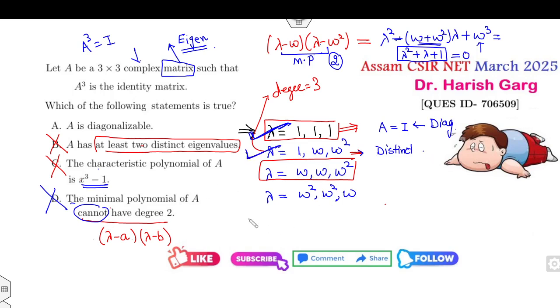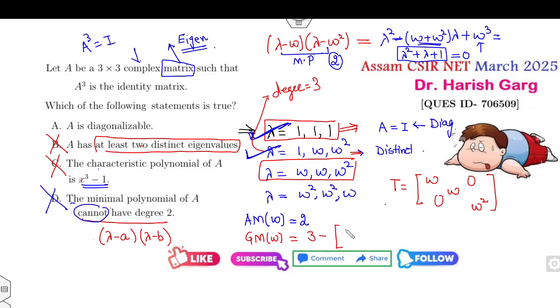अगर इन दो केस में देखें, एल्जेब्रिक मल्टीप्लिसिटी ऑफ ओमेगा कितना है, 2. फाइन. तो आप एक मैट्रिक्स ले लेते हैं जिसकी आइगन वैल्यूज क्या है आपकी, ओमेगा ओमेगा ओमेगा स्क्वायर. फाइन. तो मैं इसकी ज्योमेट्रिक मल्टीप्लिसिटी निकाल देता हूं. अगर वो 2 आ गया आपके पास तो इसका मतलब डायगोनल हो जाएगा. तो इससे 0 0 0 0 0 0 0 0 ओमेगा स्क्वायर माइनस ओमेगा. यही तो होता है ना ज्योमेट्रिक मल्टीप्लिसिटी.